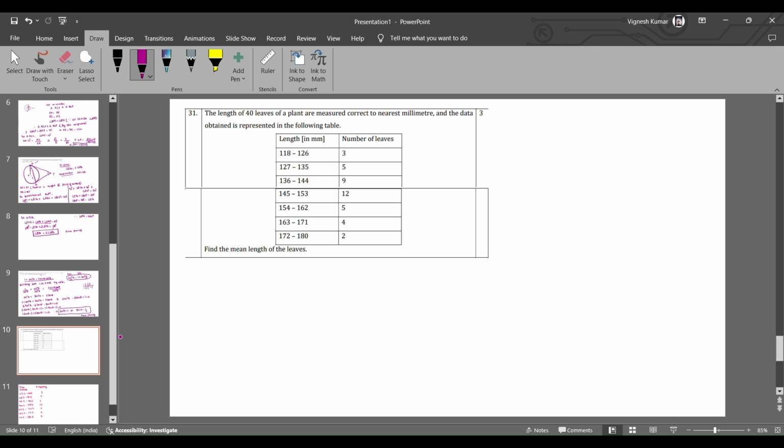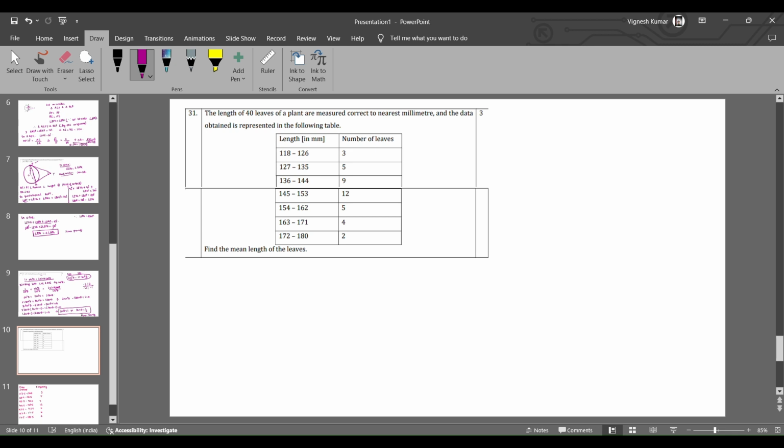The length of 40 leaves of a plant are measured correct to nearest millimeter, and the data obtained is represented in the following table. So the length is given in terms of class intervals, and in between these lengths the number of leaves that are there are given in this table. So we are asked to find the mean length of the leaves.